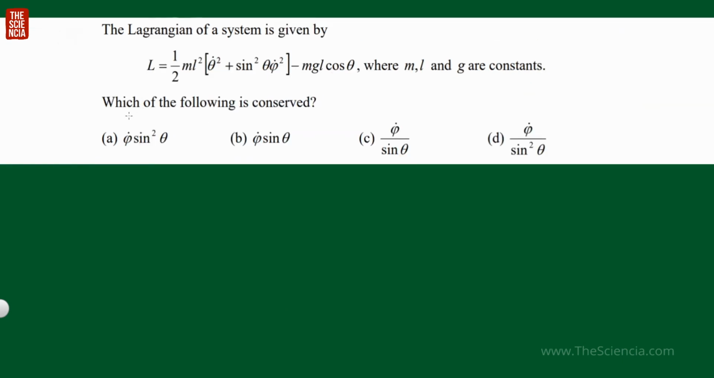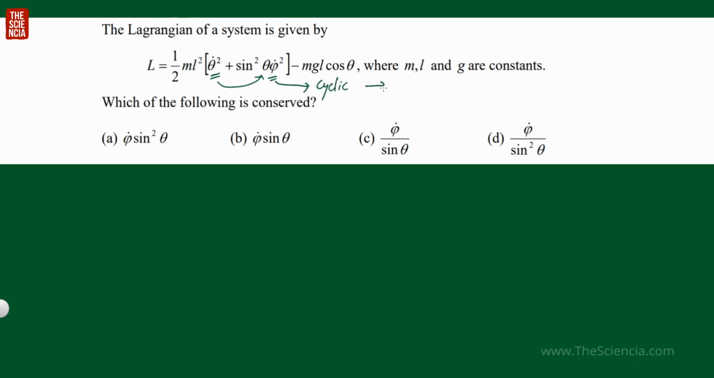This one is another GATE problem, and the question is to find out the conserved quantity. To find the conserved quantity, first we have to find the cyclic coordinate. To find the cyclic coordinate, first we have to identify the generalized coordinates. Here this is a generalized coordinate, but the theta coordinate is there, so it is not a cyclic coordinate. And this one is another generalized coordinate, and you see there is no phi term in the Lagrangian. So this one is a cyclic coordinate.